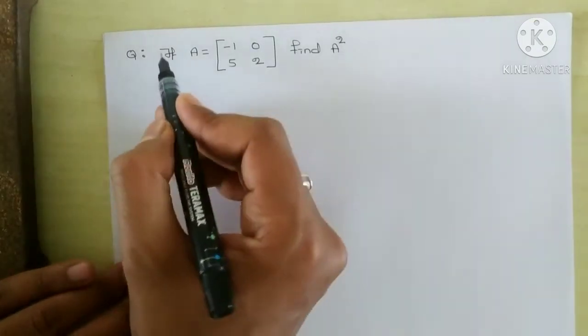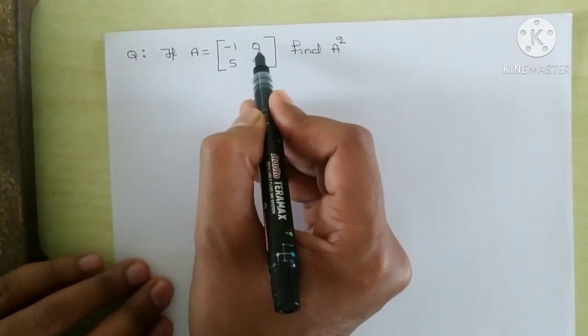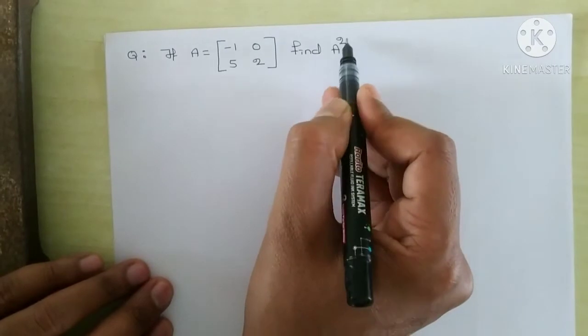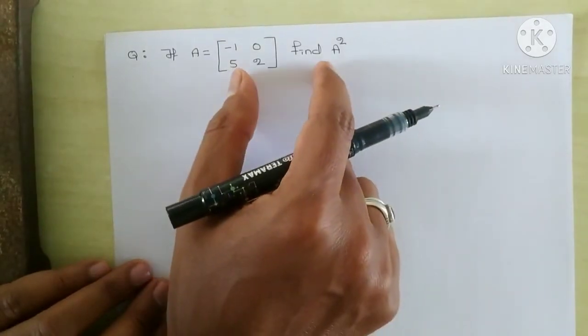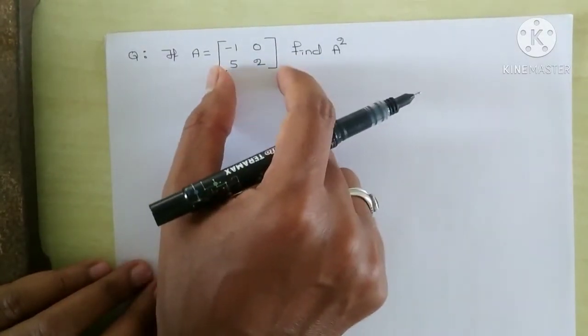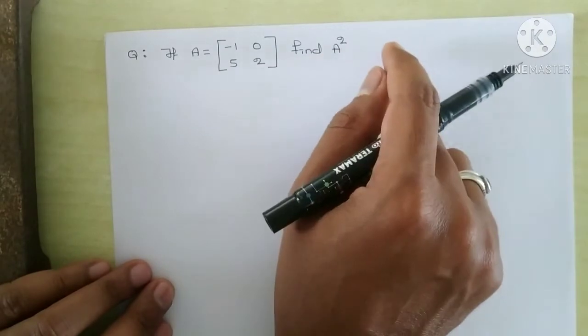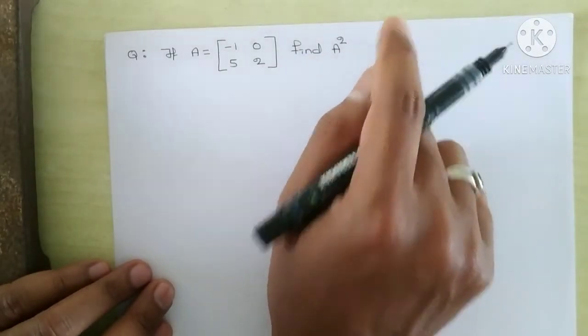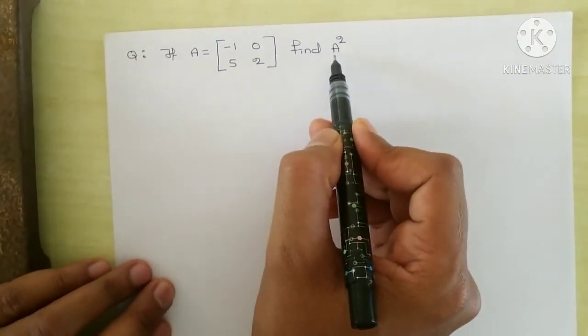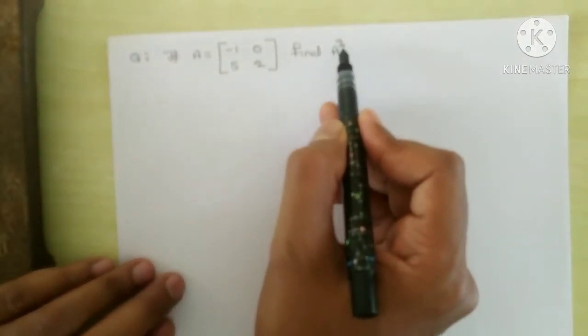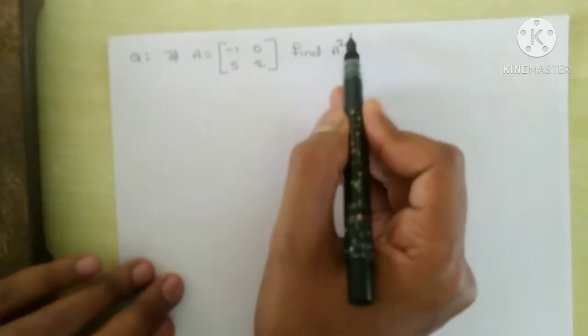Next question. If A is equal to the matrix minus 1, 0, 5, 2, then find A square. See, in the previous example, two matrices were there. A is one matrix, B is another matrix, and the question was to find AB. But here only one matrix is there. What are they asking to find? A square.